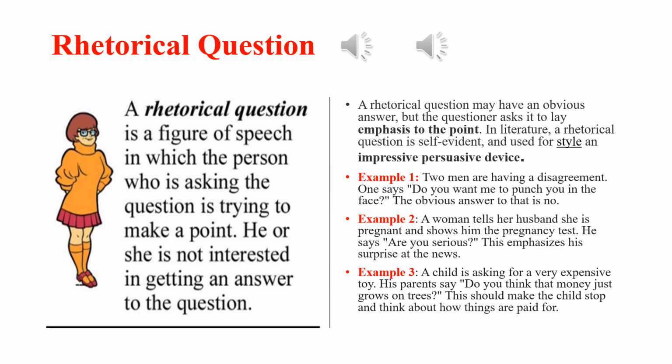Example 3. A child is asking for a very expensive toy. His parents say, "Do you think that money just grows on trees?" This question is a rhetorical question because the parents do not expect an answer. However, they use this question to show that the child should stop and think about how things are paid for.